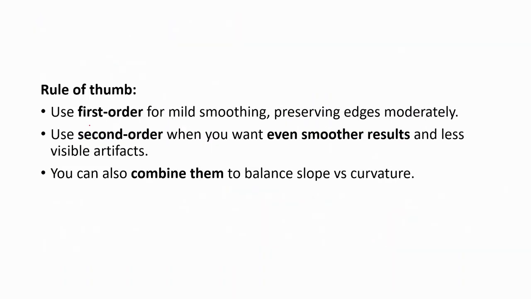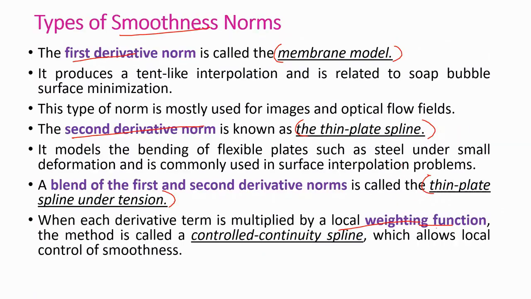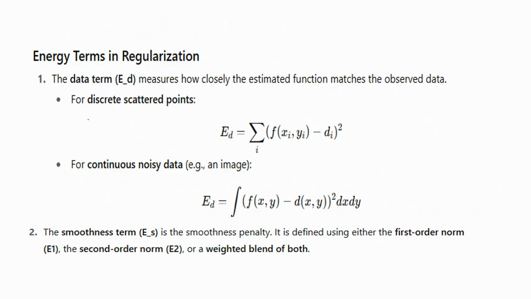So far we have seen about smoothness. This is all about smoothness, 1D as well as 2D. In 1D we have seen first order, second order. In 2D also we have seen first order, second order. And now we are going to the data term.